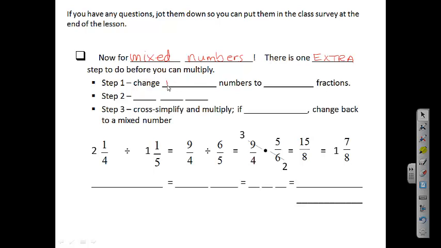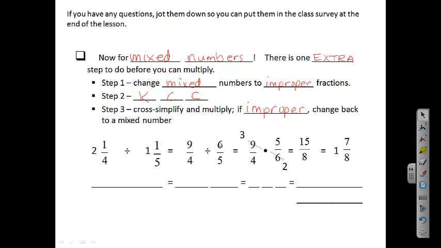So first you have to change the mixed number or numbers to an improper fraction. The second step, after you've done that first step, is just back to regular multiplying by, dividing by fractions. KCC. Keep it, change it, change it. Third step, cross simplify and multiply. And if your answer is improper, change it back to a mixed number.